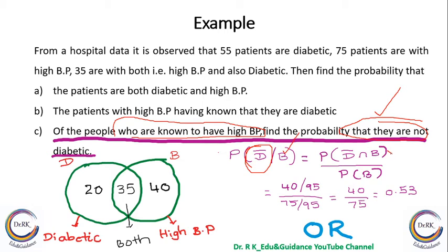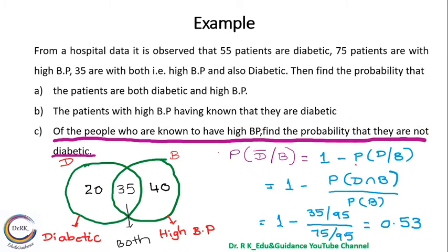Instead of depending on formulas, if you see the table, the Venn diagram here, how many people are there who are having BP but not diabetic? This total is BP patients, out of which 35 are diabetic also. But here what we want is exclusive BP, and exclusive BP is 40. Therefore 40 by 95, and the total number of people having BP is 75, therefore 40 by 75. Like this we can solve problems.